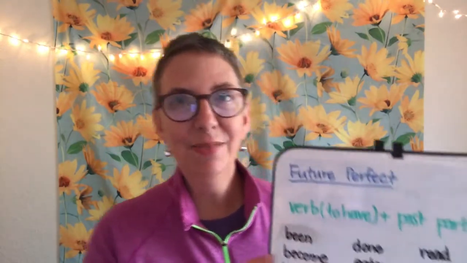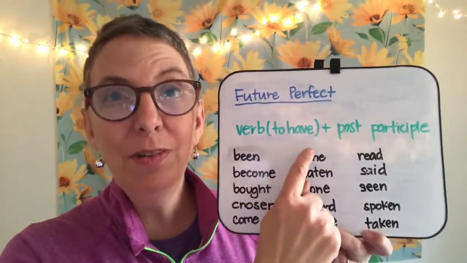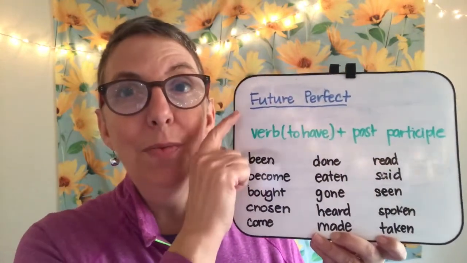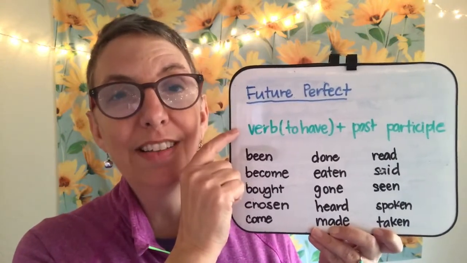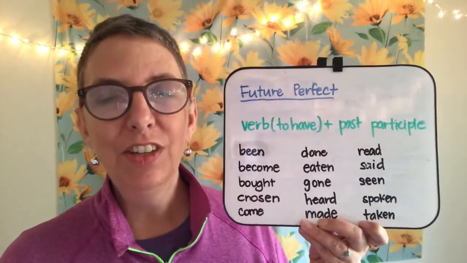I think I can help you to understand that as we go through how we create and conjugate this verb tense. So, the reason it is called the future perfect is because, like the other two tenses, in the future perfect, we're still using the verb to have along with the past participle. But when we're using the future perfect, we're using the future tense of the verb to have. I'm going to tell you more about that in just a minute.